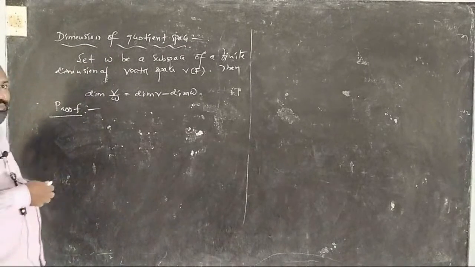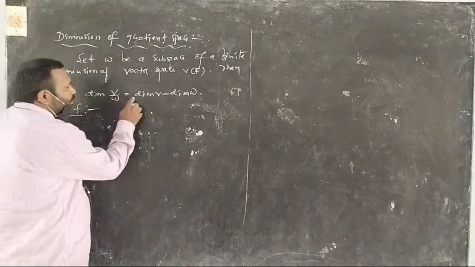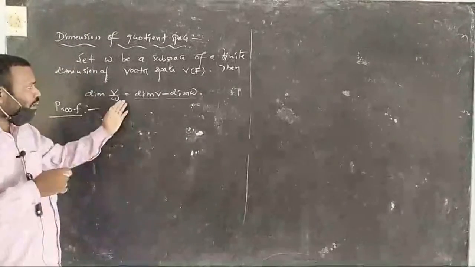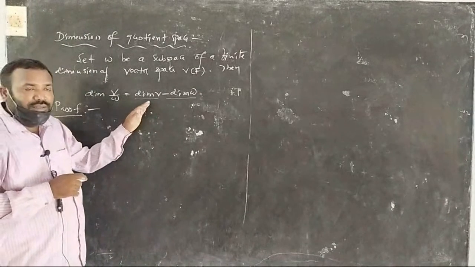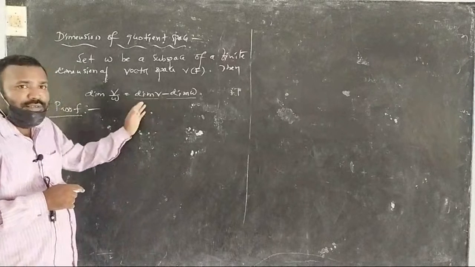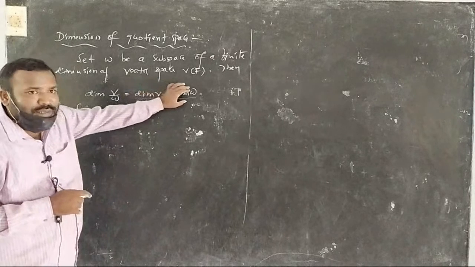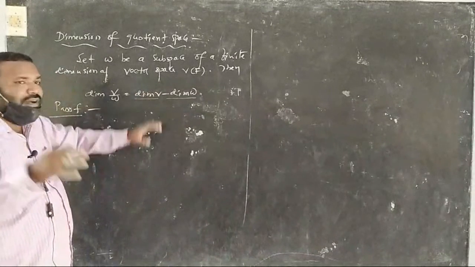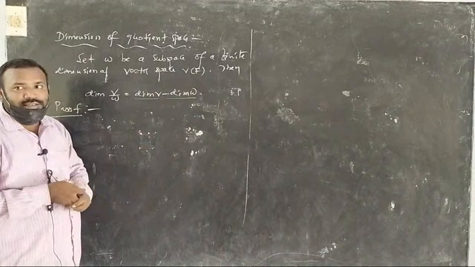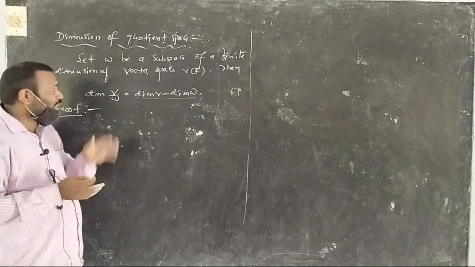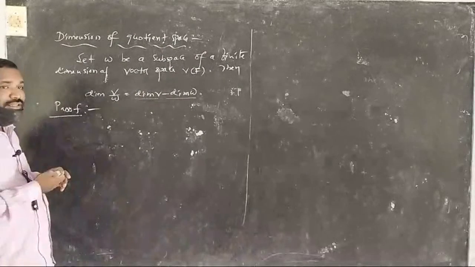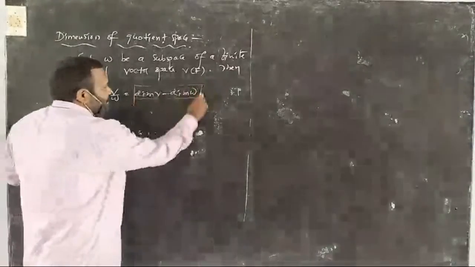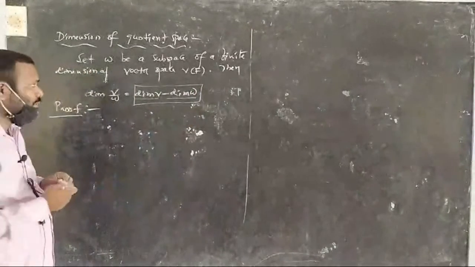So, what is to be proved here? Dimension of V by W equal to dimension of V minus dimension of W. On the right side, in the RHS there are two terms, dimension of V and dimension of W. So first let us find the value of RHS. That is one part. Finding LHS is the second part. So I will divide this theorem into two and prove it in two parts. In the first part let us find the value of RHS.